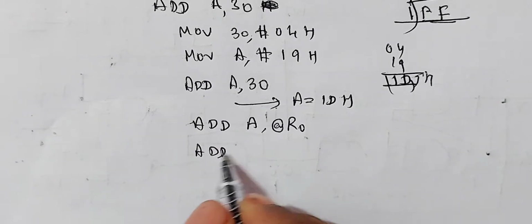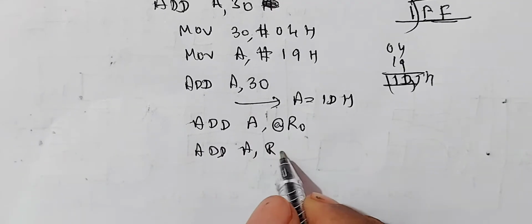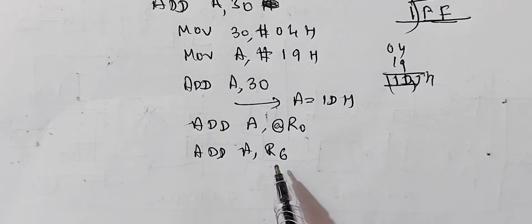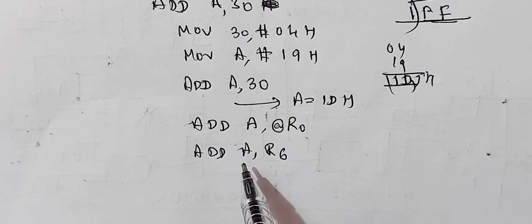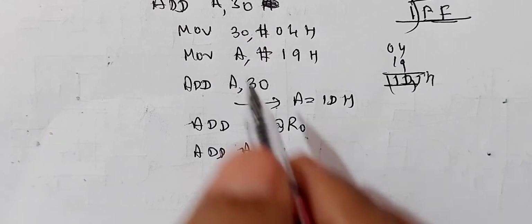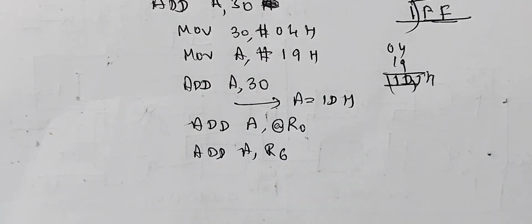Similarly, ADD A, any register, say R6. The content present in register R6 is added with the content present in register A, and the result is stored in register A only. So in all four types of addressing modes used in arithmetic operations, the final answer is always stored in the accumulator A, and the destination must be accumulator A only.